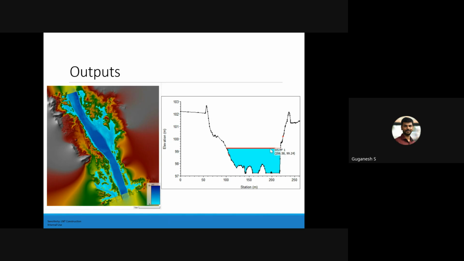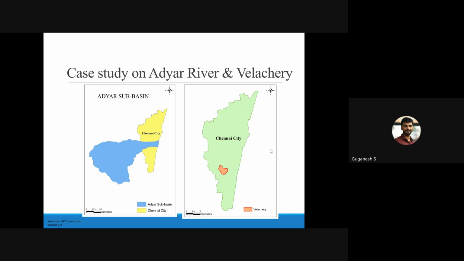That can be done. And based on the flood depth, we can mention the high flood level for the pumping station, and based on that, they will keep the FGL above the HFL so that it will not be affected by any upcoming flood, etc. So here I will provide you a case study about how we studied the Adyar River and Velachery area.